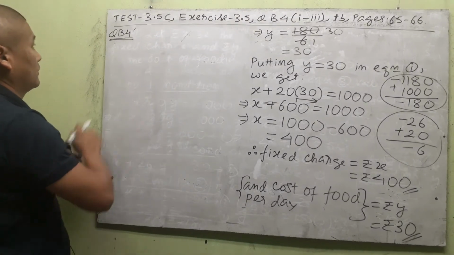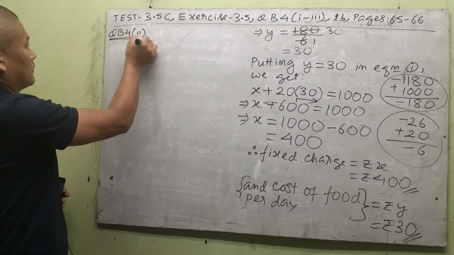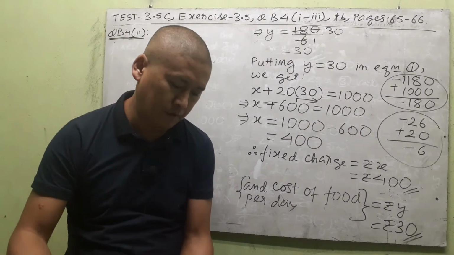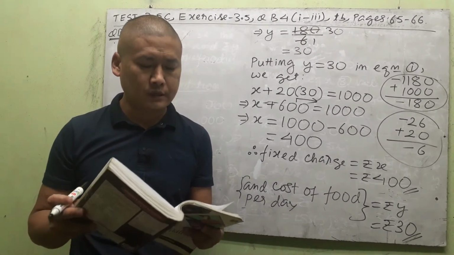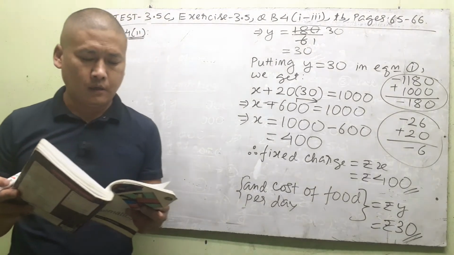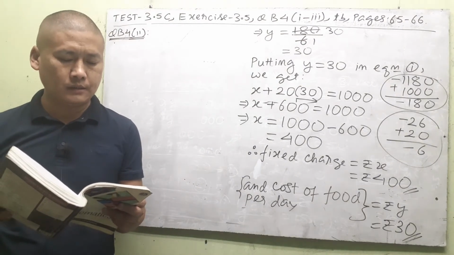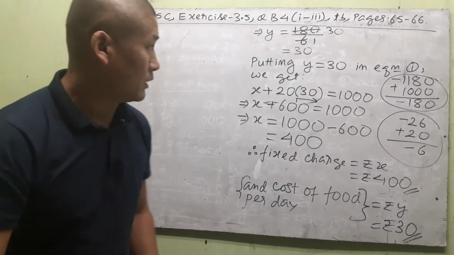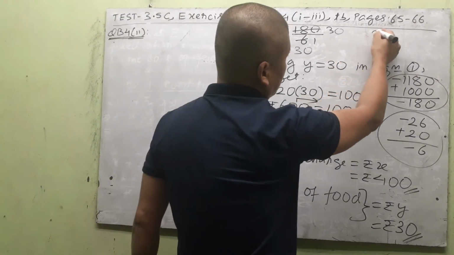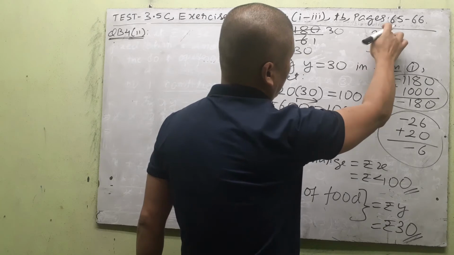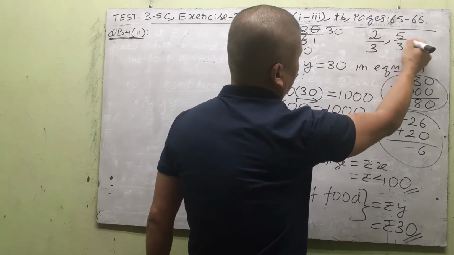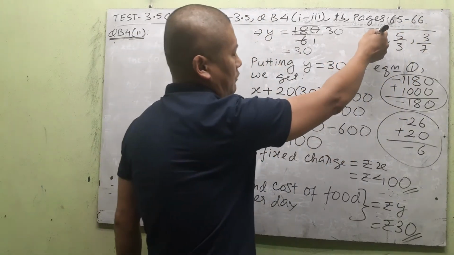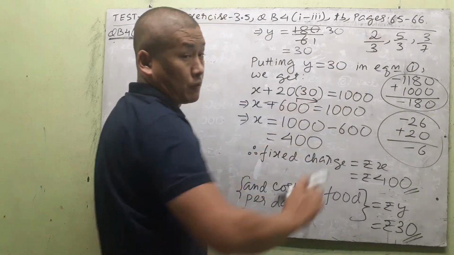Let's see subheading 2. A fraction becomes 1 by 3 when 1 is subtracted from the numerator, and it becomes 1 by 4 when 8 is added to its denominator. Find the fraction. As I've said earlier also, fractions are numbers having upper part and lower part, like 2 by 3, 5 by 3, 3 by 7.